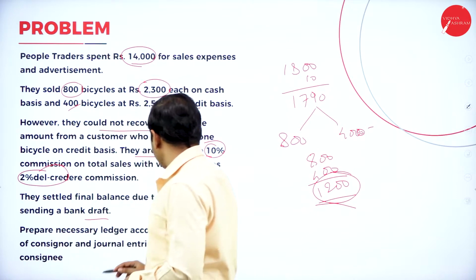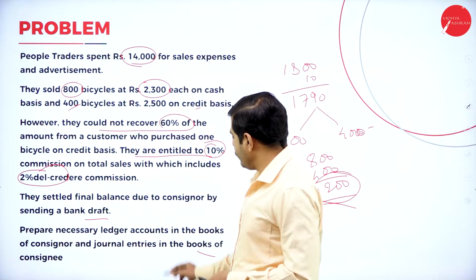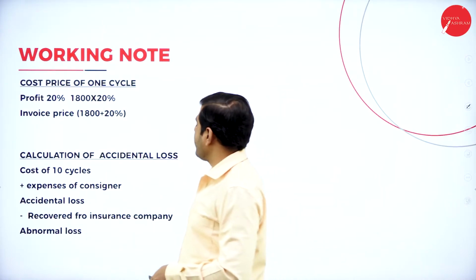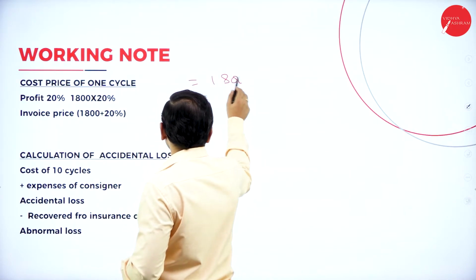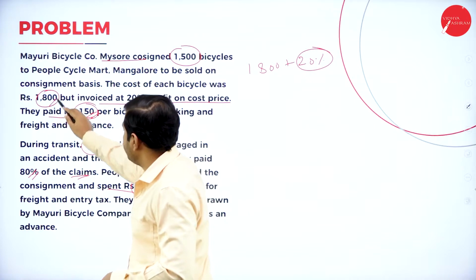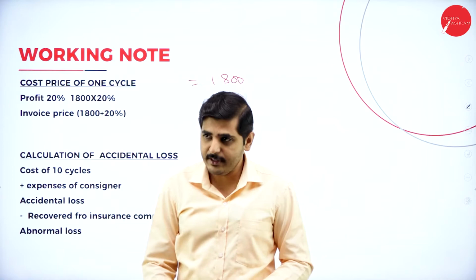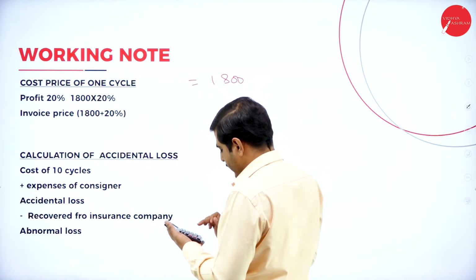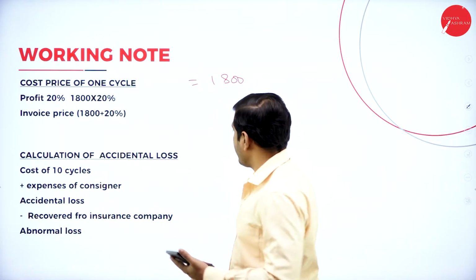Prepare the necessary ledger accounts in the books of the consignor. See, journal is not needed, so let's do only the ledger accounts. Now, working note: cost price of the cycles. What is the cost price of the cycles? 1800 is the cost price of each cycle, plus 20% profit. So 1800 into 20 divided by 100, 360 rupees is the profit.